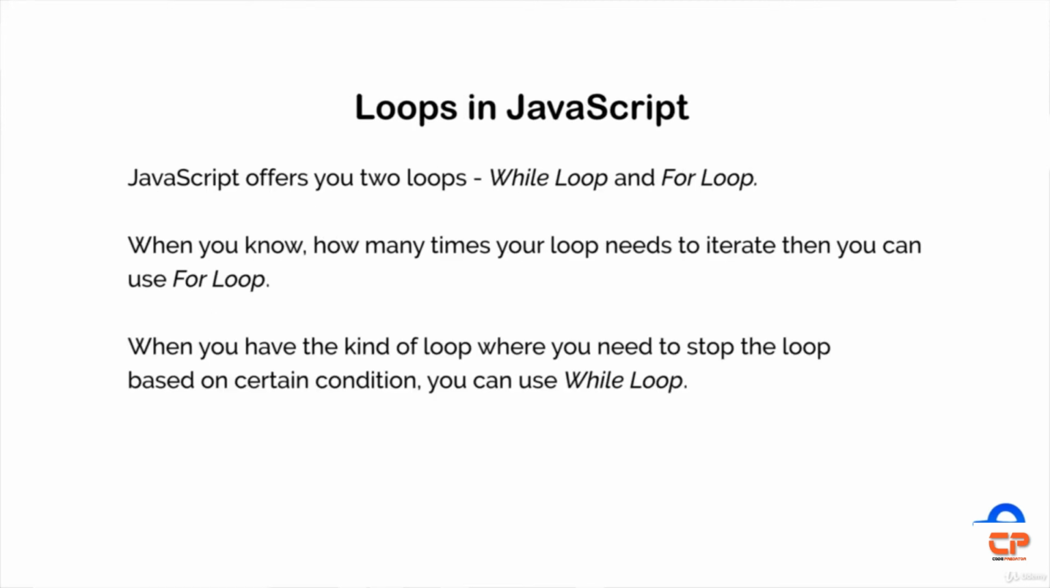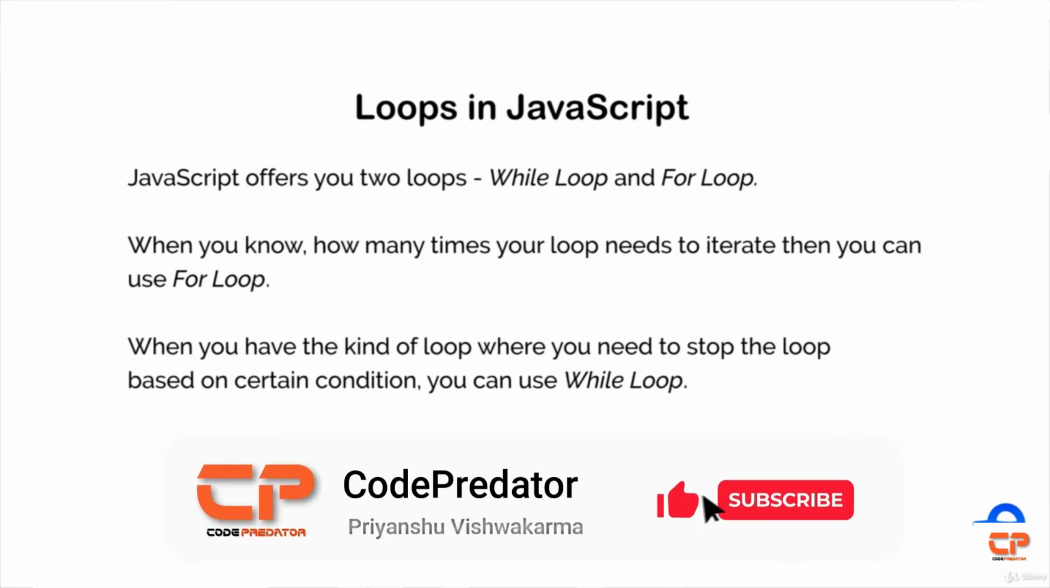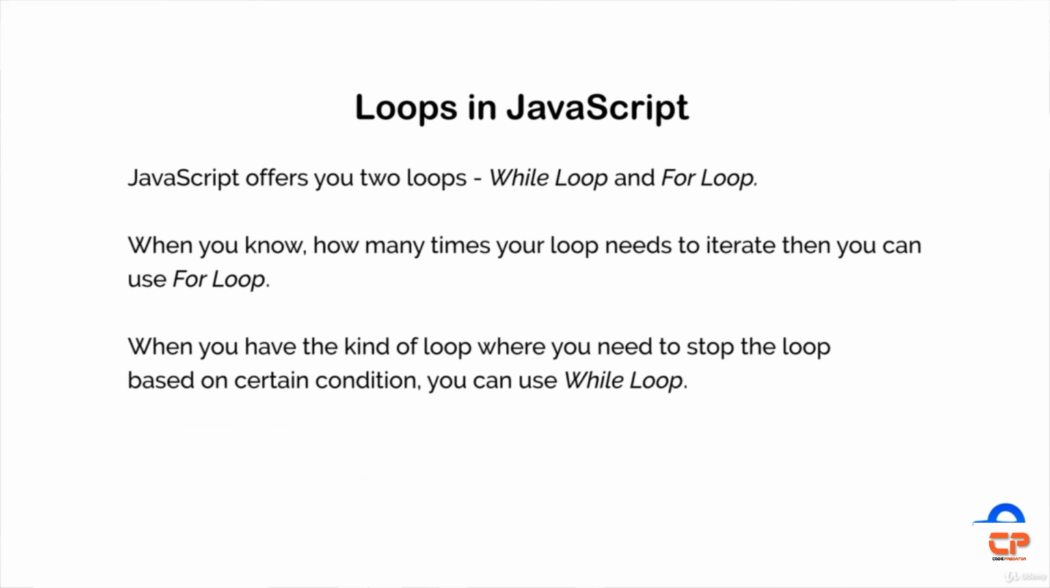JavaScript offers you two loops, while loop and for loop. When you know how many times your loop needs to iterate, then you can use for loop. But when you have the kind of loop where you need to stop the loop based on certain conditions, you can use while loop. In the coming videos, we will explore more about for loops and while loops.